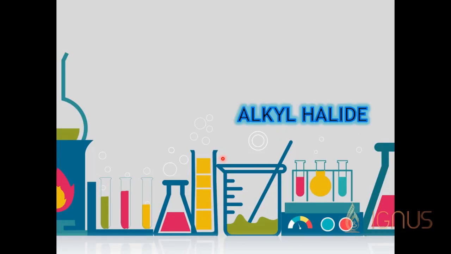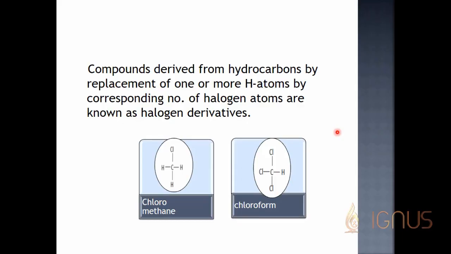Today let us discuss one of the very important chapters, that is alkyl halides. Let us study about the alkyl halides. These are the compounds derived from hydrocarbons by the replacement of one or more hydrogen atoms by a corresponding number of halogen atoms. They are also known as halogen derivatives.